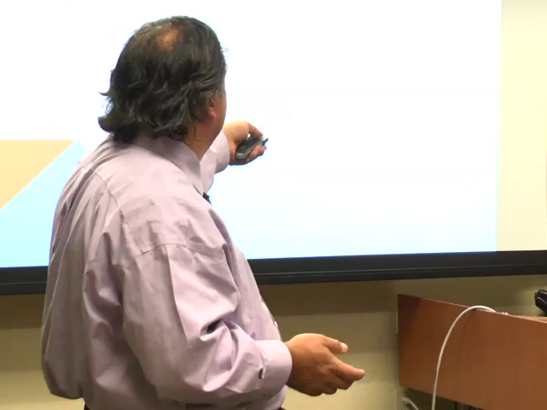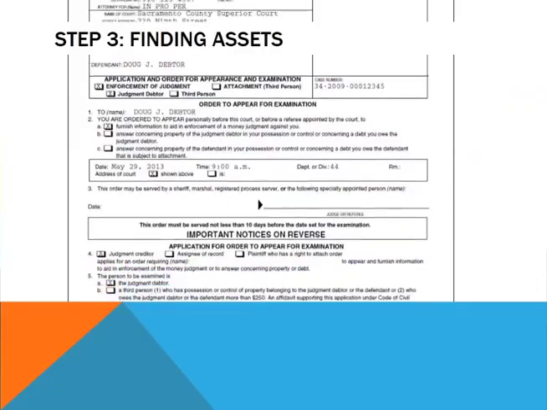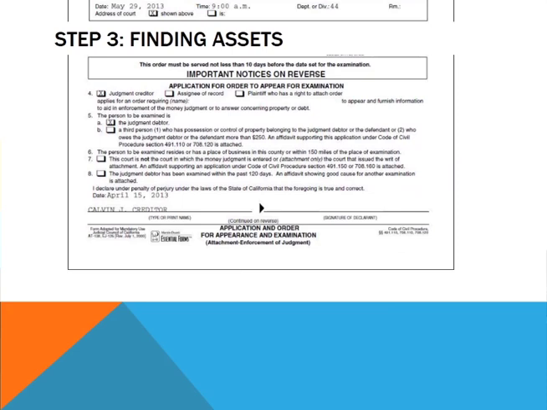The signature line that you see, the first one, that's going to receive a judge's stamp, so be sure to leave it blank as well as the date. And instead, you get to fill out all the information down at the bottom. And you get to indicate who you are, whether you're the judgment creditor, the assignee of record, or the plaintiff who has a right to attach.